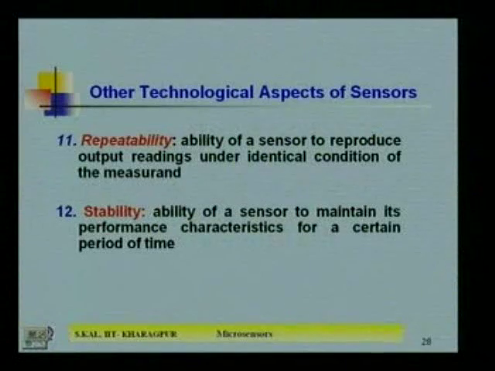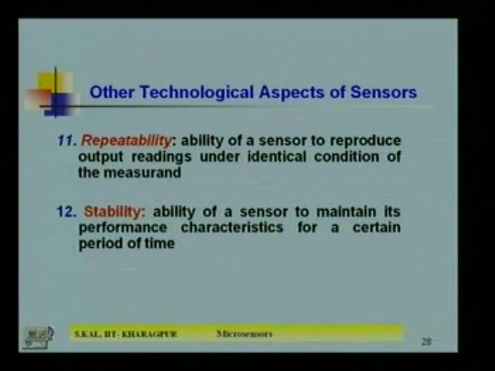Okay. And stability is another important aspect, and that is the ability of a sensor to maintain its performance characteristics for a certain period of time. So that means how long your sensor performs well, that is the stability.